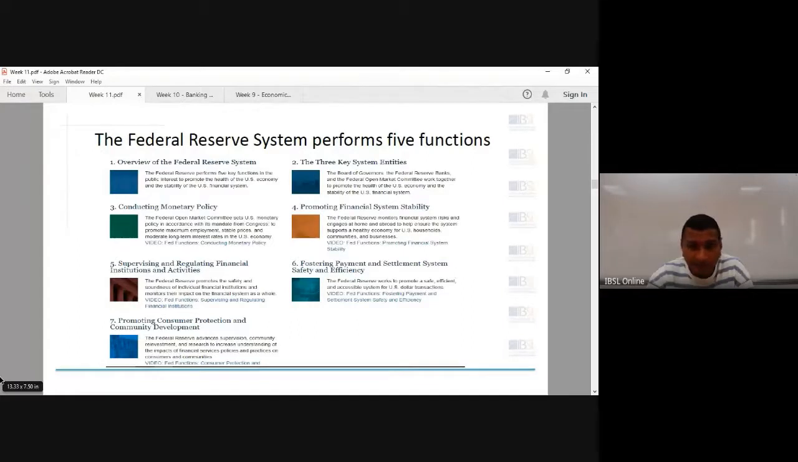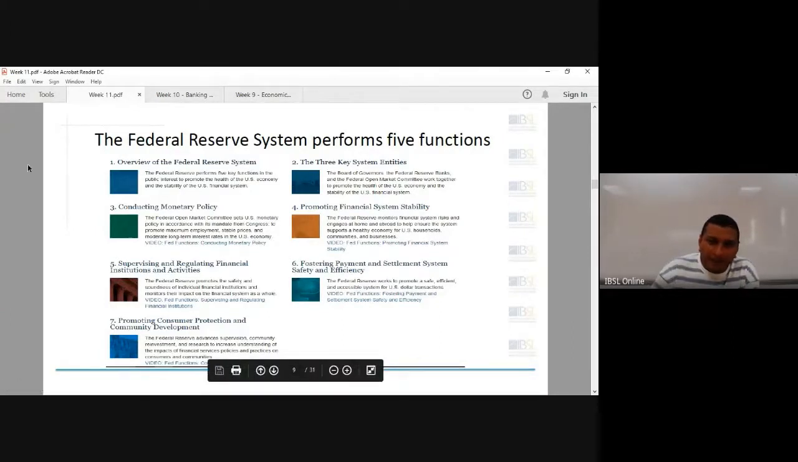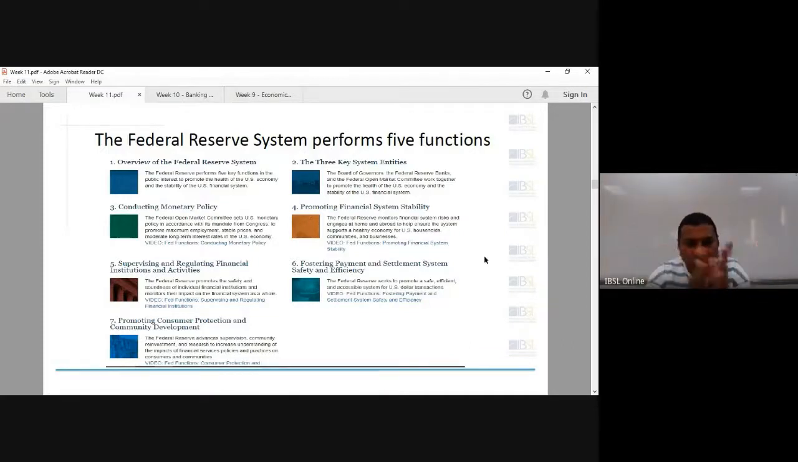The Fed Reserve system performs 5 very important functions. You see number 1 and number 2 here in this particular slide that discusses the Fed Reserve system and 3 key system entities, right? So the 3 key system entities, as we discussed, are the Board of Governors, the Fed Reserve Banks itself, the 12 Fed Reserve Banks, and then the FOMC. Those are the key system entities in the case of US.